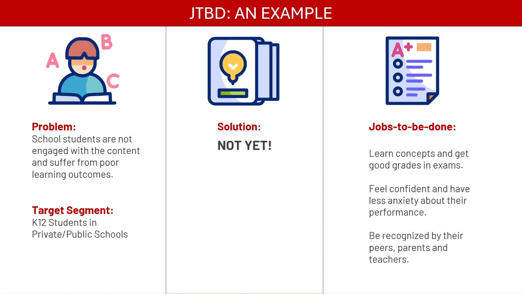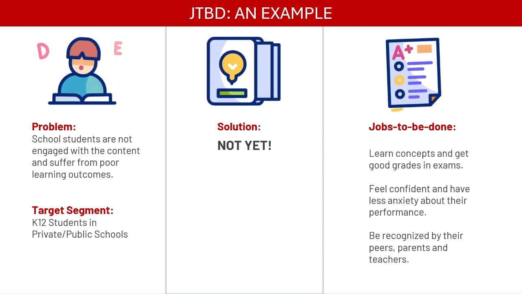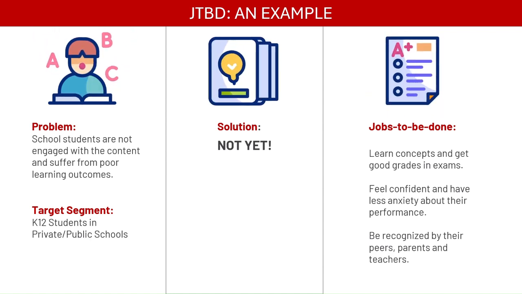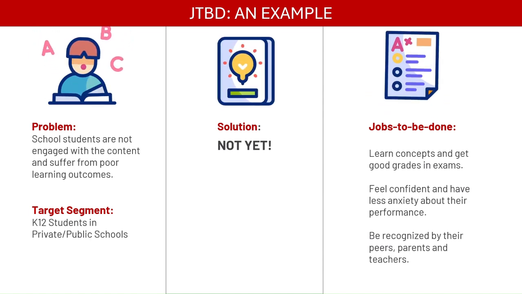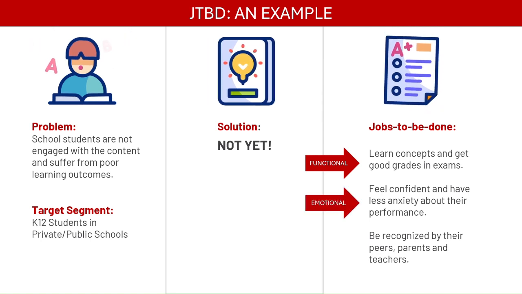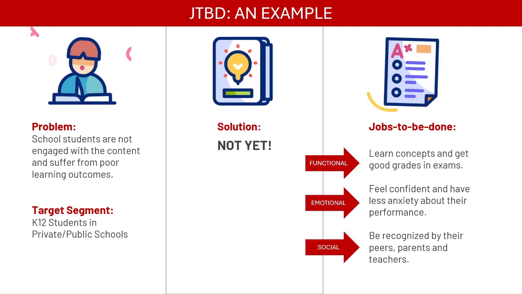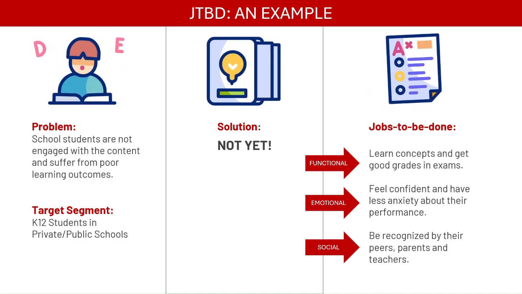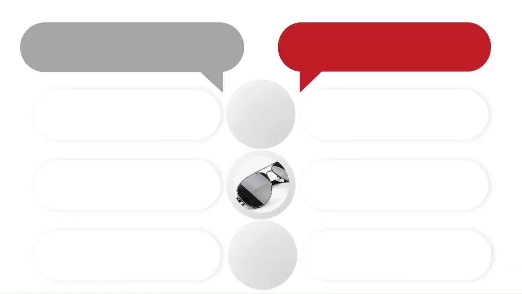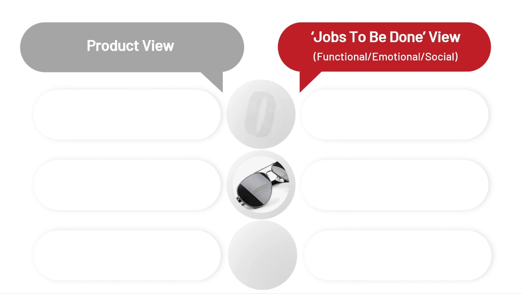The students should learn concepts and get good grades in exams, feel confident and have less anxiety about their performance, and be recognized by their peers, parents and teachers, right? This is our functional part, this is our emotional part, this is our social part, right? So jobs to be done is not only functional, it has functional, emotional and social aspects, right? Okay, this is a product view, this is a jobs to be done view, right?